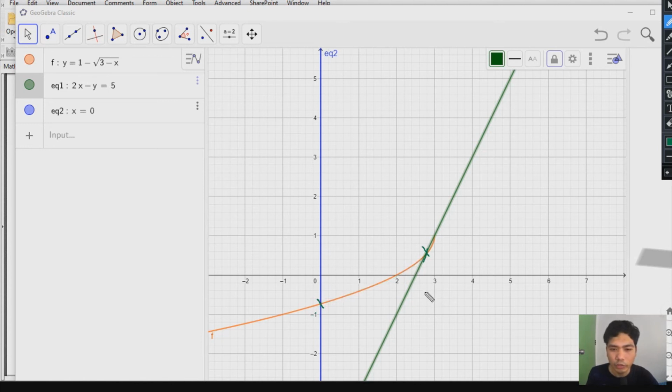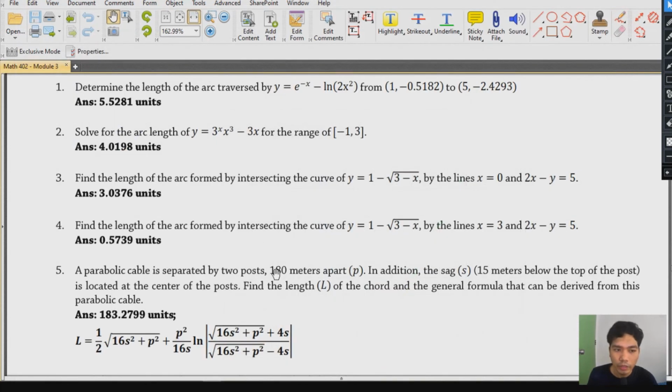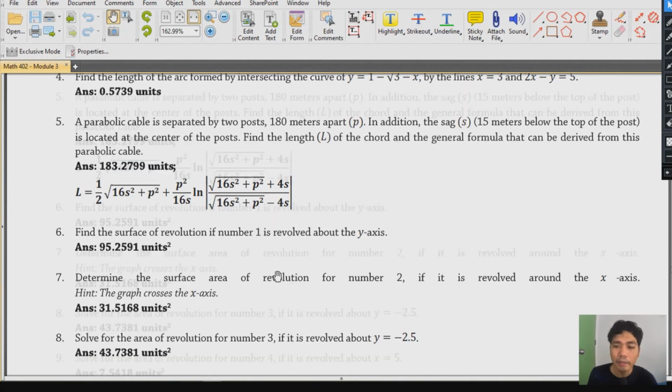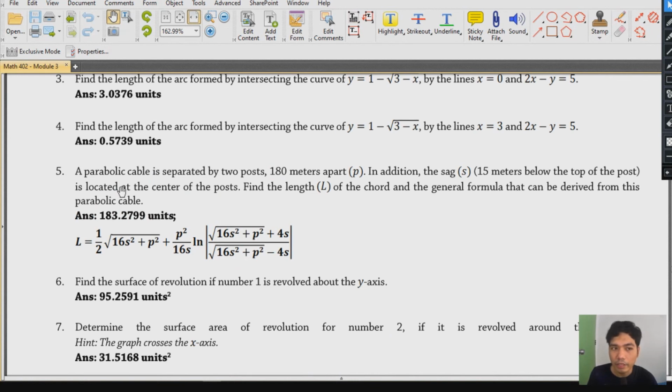So you just have to determine yung intersection nila. This is the domain. What x value will you be needing? So that's 0. And then ano ba tong x value dito? With that being said, just find yung ating derivative of the orange expression dito, which is the orange curve, which is yun nga 1 minus square root of 3 minus x. So ganun lang siya kasimple. Okay? So I think wala na tayong masyadong kakaibang dito except this parabolic cable.